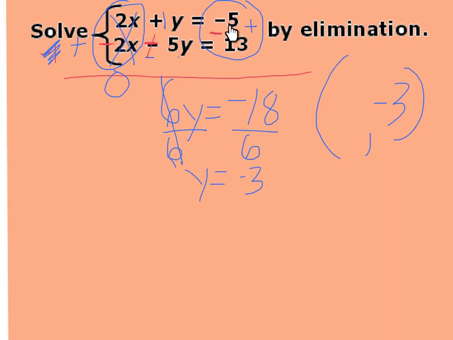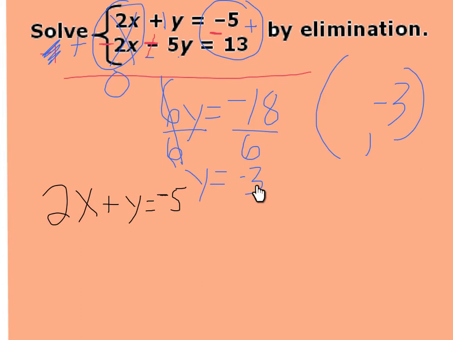Please pick one of the originals. Don't pick the one you changed. It shouldn't make a difference, but to be safe, I always pick one of the originals. I chose the top equation this time. So 2x plus y equals -5.